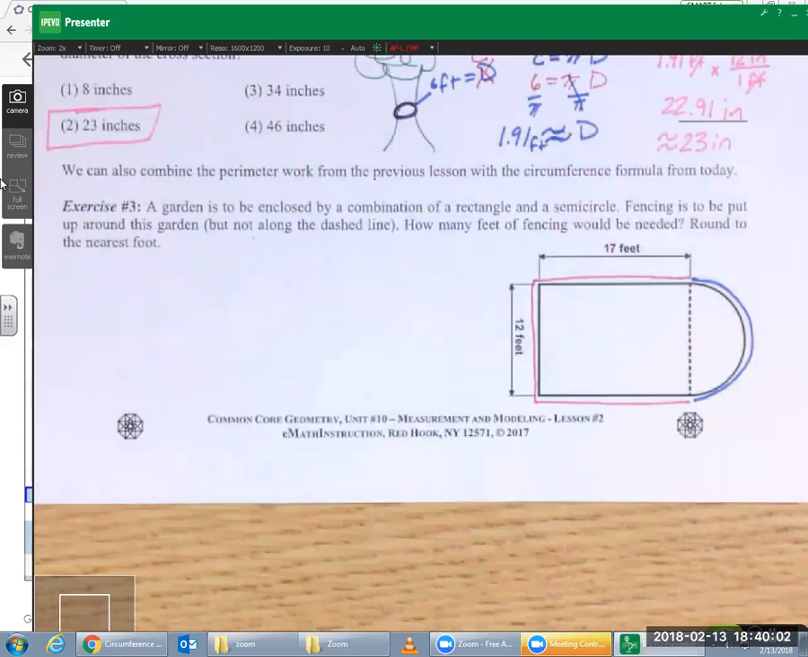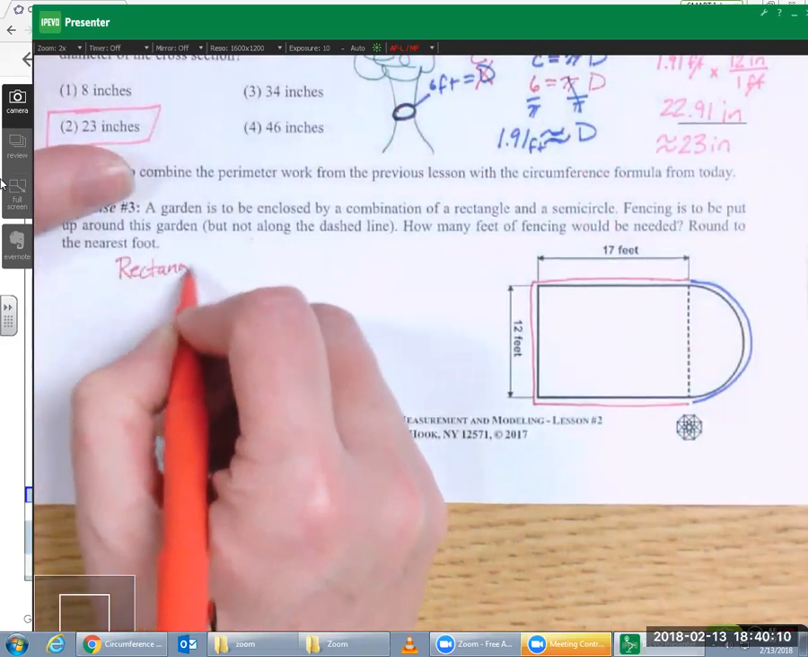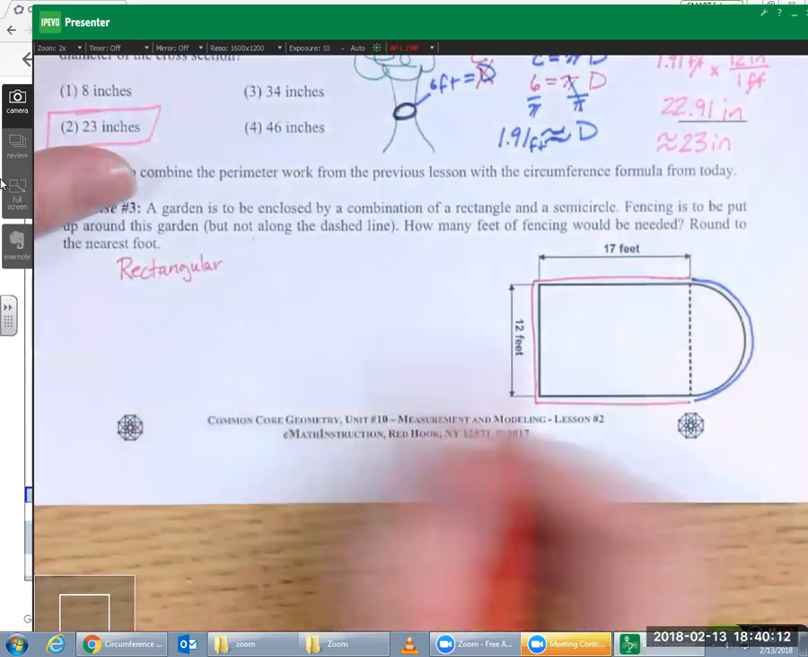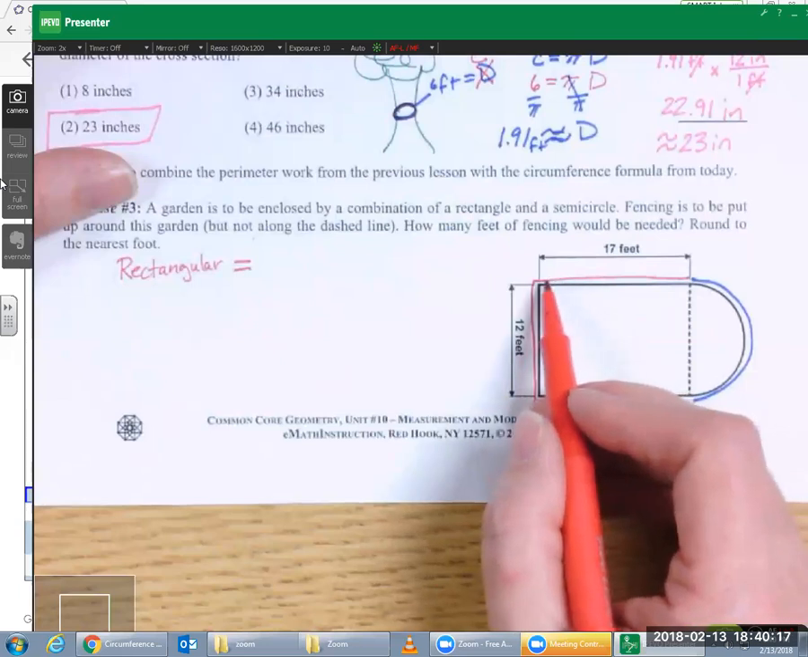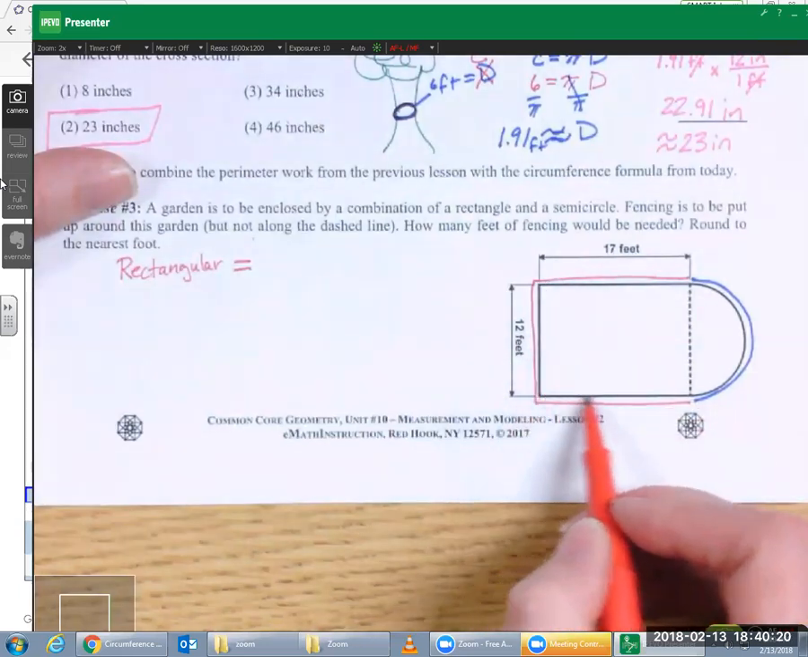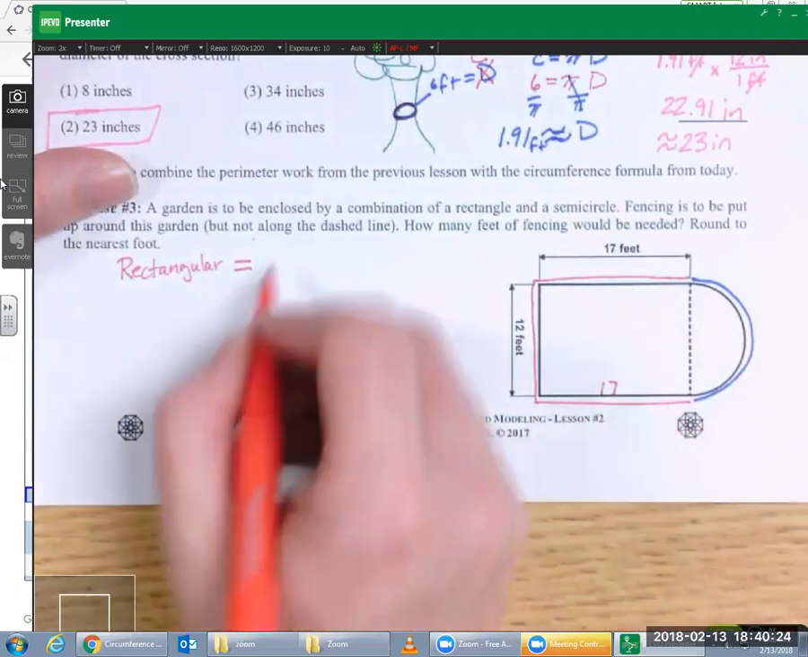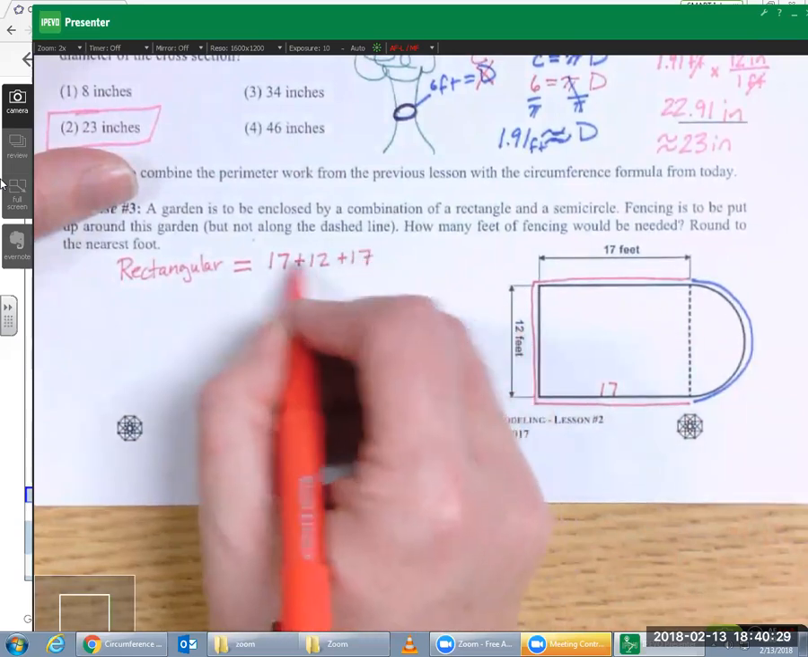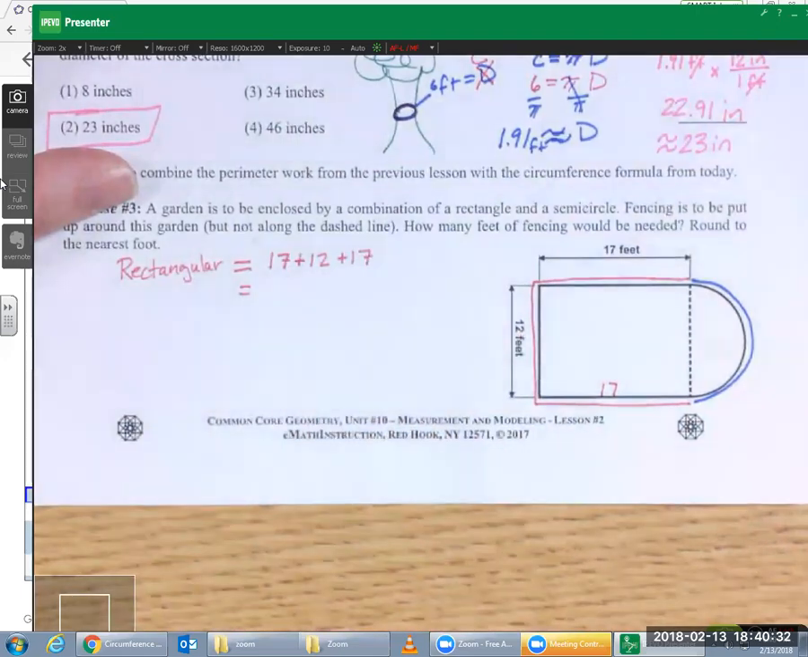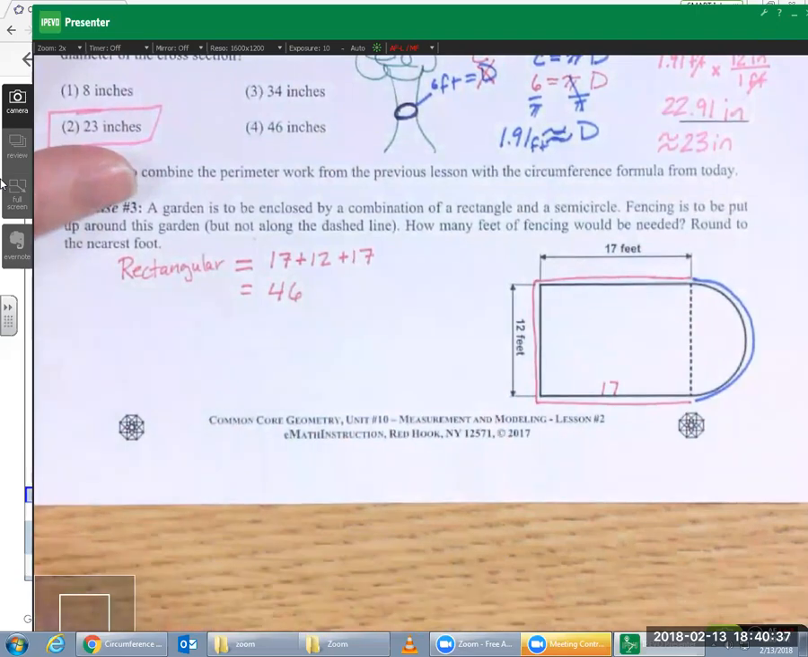So if we think about our fence, we're going to have it in two parts. We're going to have the straight part, which I'm going to just indicate as the rectangular part. And let's go ahead and figure that out right now. That's just adding up some straight sides. So across the top is 17, down the side is 12. Think about what it would be across the bottom. So we're going to match that 17 up there. So I'm going to label it here. So we got three sides, 17 and 12, and another 17, all added up together. That's going to be a total of 46, I believe, 46 feet for the rectangular part.